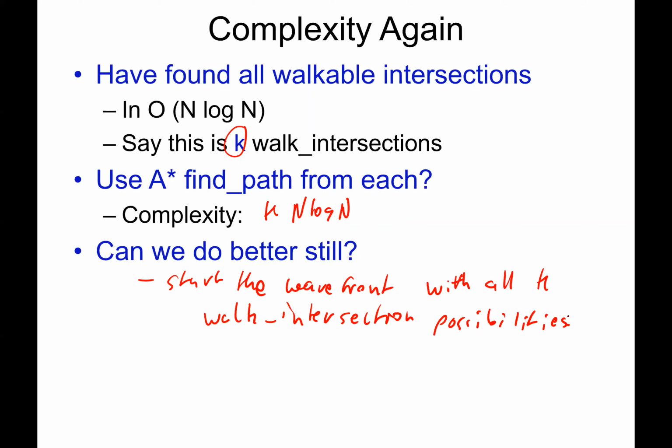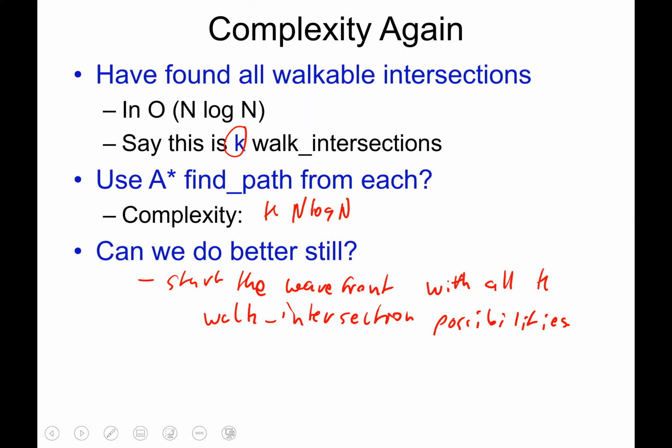What should I use as the travel time for those k intersections? So it's no longer just one intersection. I'm going to start the wavefront off with a whole bunch of intersections, all the ones that I could walk to in the walking time limit. What should I use as their travel time? Again, I'm trying to find the minimum driving time. So when I'm trying to find the driving path, and it could start at any one of those walk intersection possibilities, what should I put them into the wavefront with?